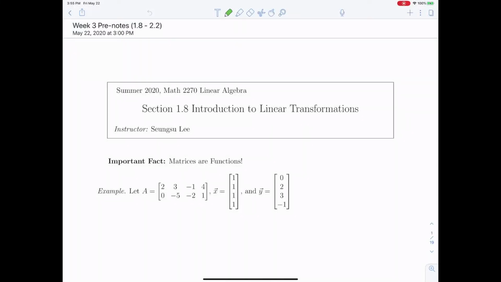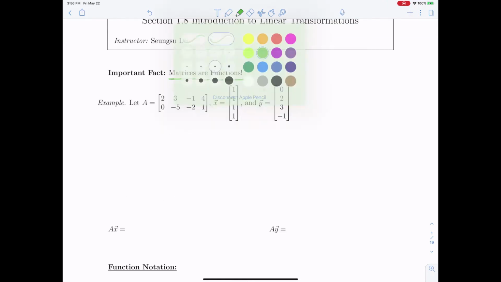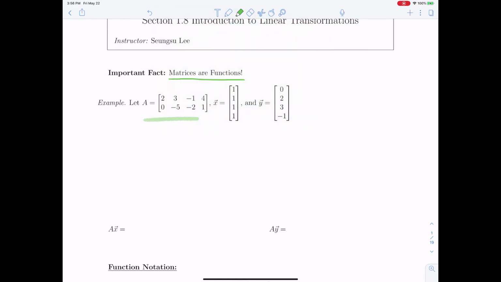So in this section, we're going to talk about the relationship between matrices and linear transformations. The core idea is that matrices are functions. Let's look at the following example. Suppose that A is given by this, and x is here and y is here.